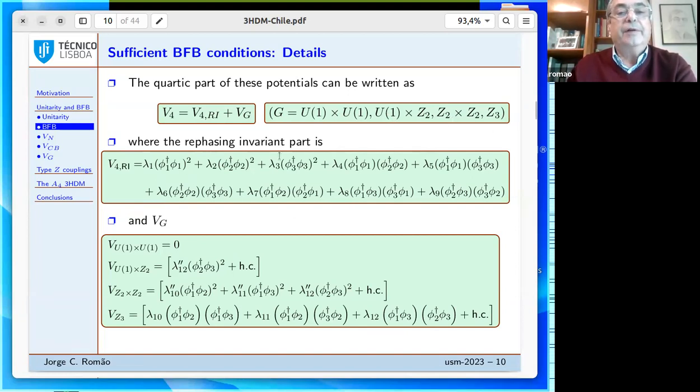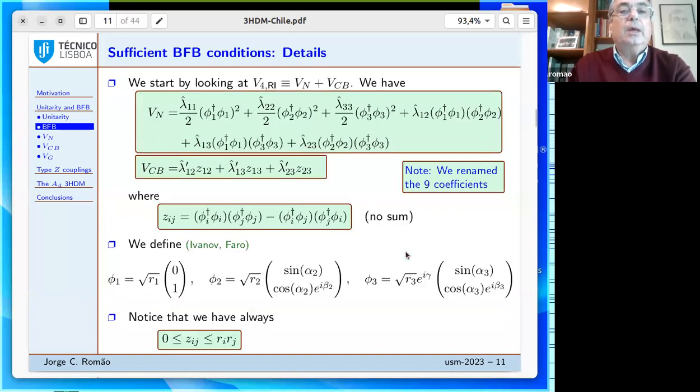Now you have this rephasing invariant part, and then you have the part that corresponds to the group. For U1 cross U1, it's just 0. For the others, it depends on some extra parameters, on top of these 9 parameters that enter this part of the potential. Then what do you do to analyze these sufficient conditions? Well, first we start looking at this rephasing invariant part. Here I'm following very much the procedure of Igor Ivanov.